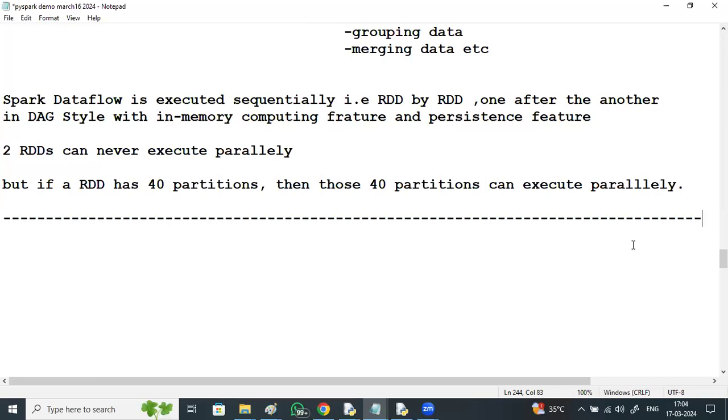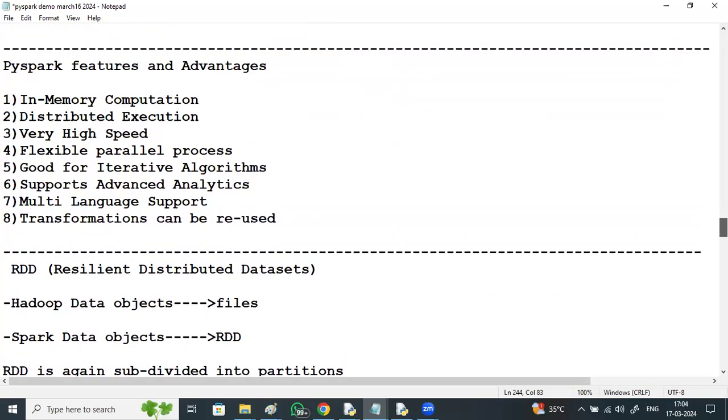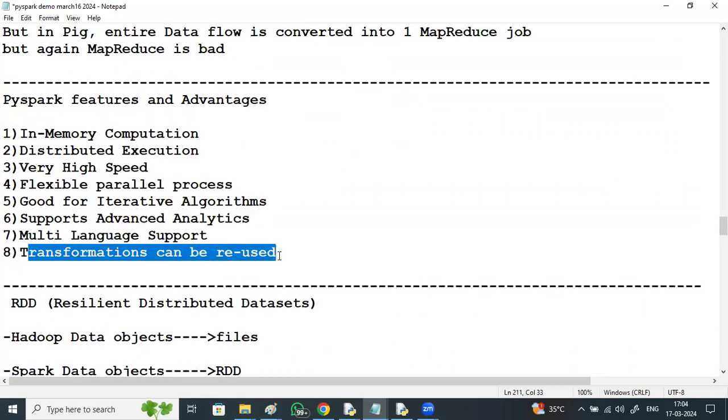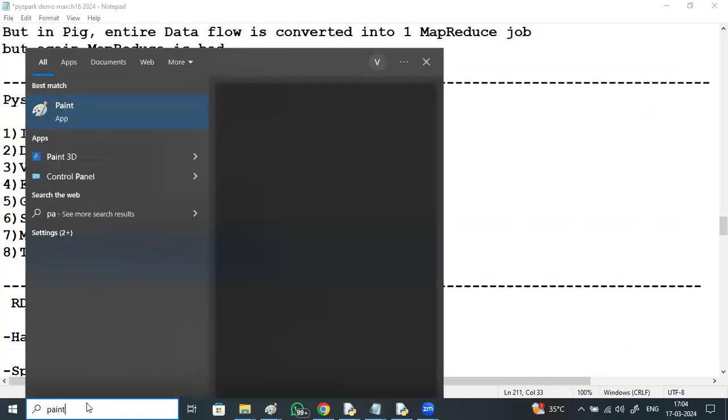So I said I'll be discussing two things: how transformations can be reused in Spark, and what we mean by persistence in Spark. Two important features in Spark: persistence and how transformations can be reused. For that, check this.